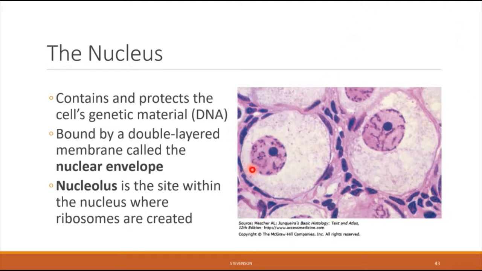So as we can see in this figure right here, the larger, lighter pink structure is the cell at large. Within that cell, the darker pink structure is the nucleus. And within that darker pink structure, there is a purple circle, and that is the nucleolus.